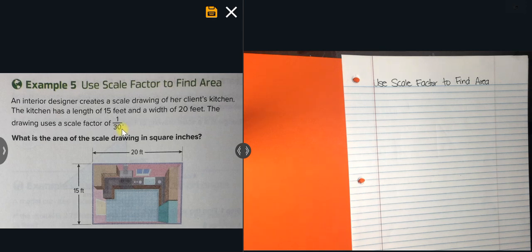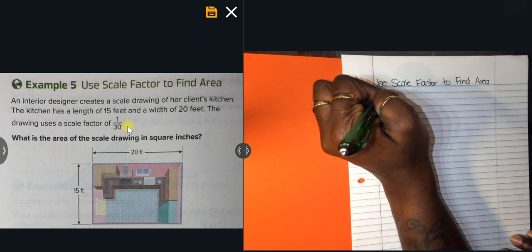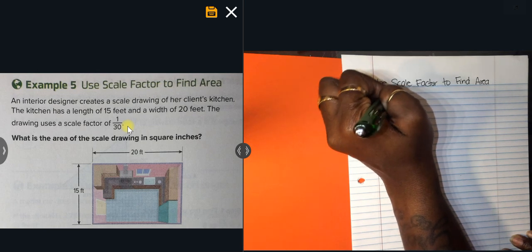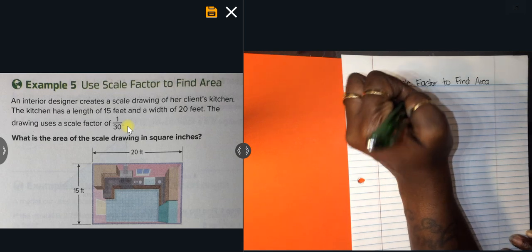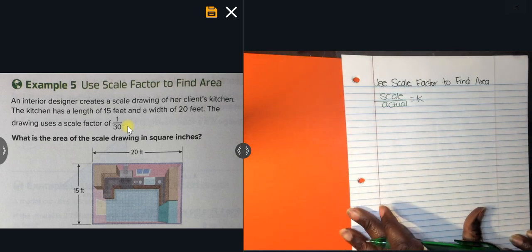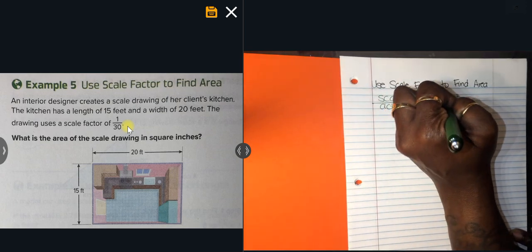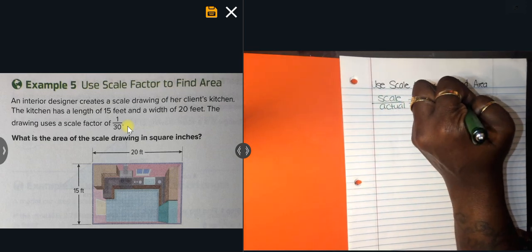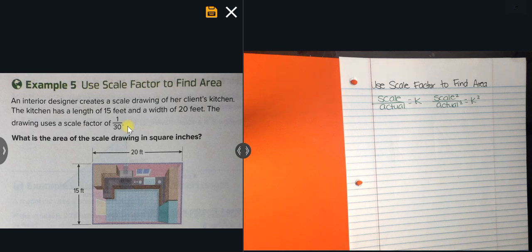Okay, so let's go on and first write out our formula so that we understand what we're trying to do. So remember, it's going to be scale over the actual is going to be equal to K. And when we talk about the area, remember we look at the squared scale. We're looking at the actual side being squared, and K is also going to be squared. Okay, so that's just something for us to keep in mind.